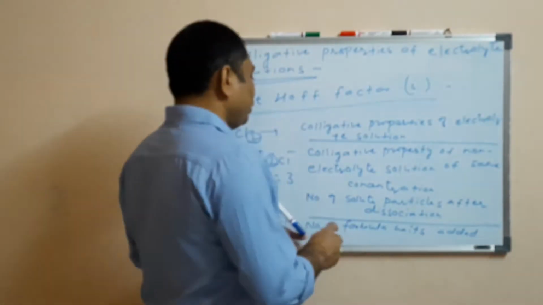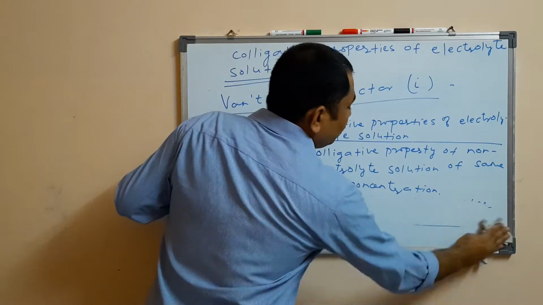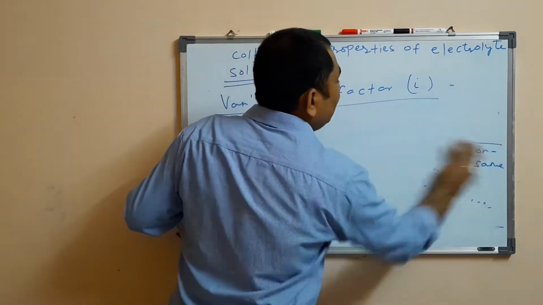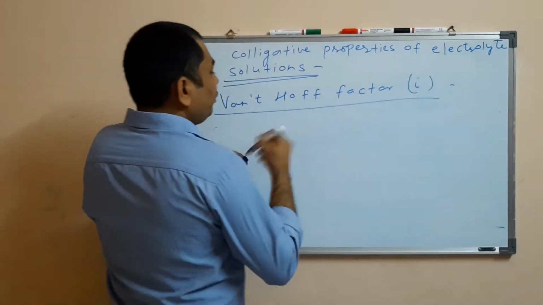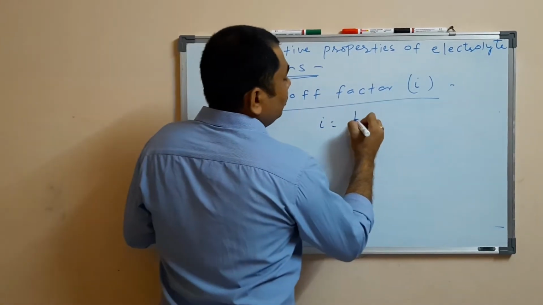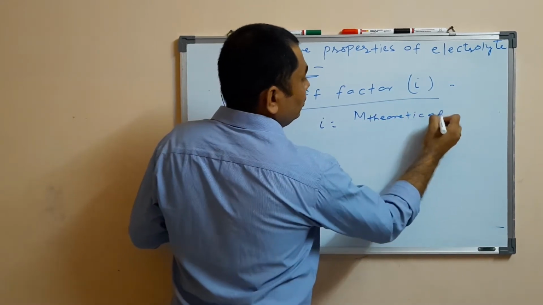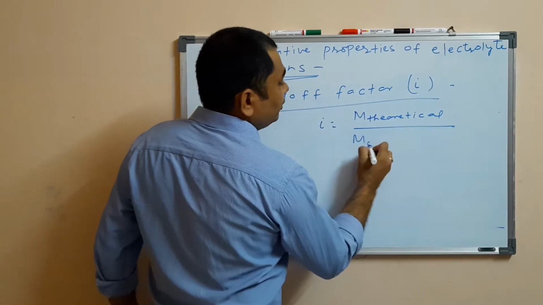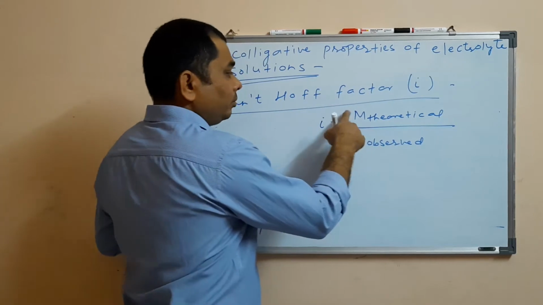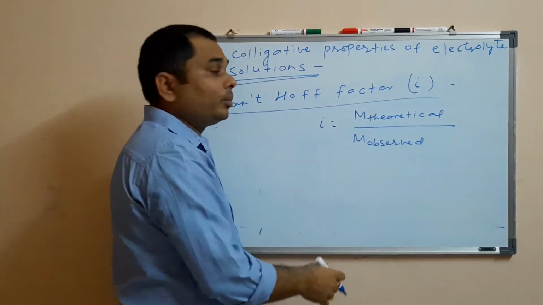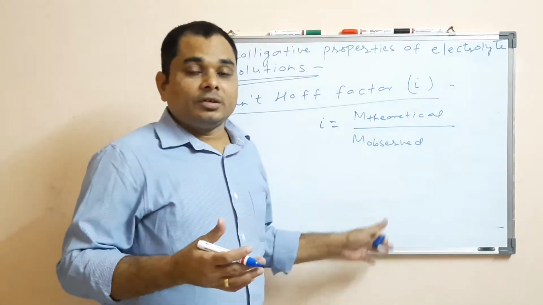Now what is the use of this Van't-Hoff factor? Acha, Van't-Hoff factor can also be obtained by another formula. Van't-Hoff factor is also equal to what? Molar mass, which is theoretical, divided by molar mass that is observed. So theoretical molar mass divided by observed molar mass also gives the Van't-Hoff factor. So we have got 3 formulas. Just now we discussed this.